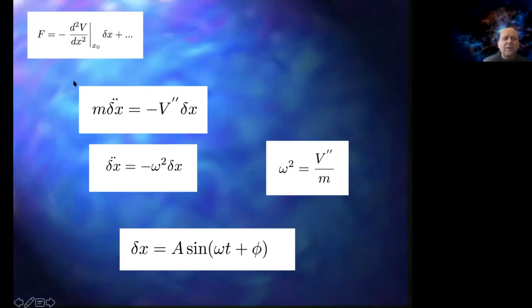Okay, so if I now say F equals ma, and remember the acceleration is the second derivative with respect to time of x, then I get this formula. This is just the second derivative of the potential with respect to x. And now this looks like: delta x double derivative with respect to time is minus omega squared times delta x, where omega squared is this. And given we know how to take time derivatives, I can now give you the solution.